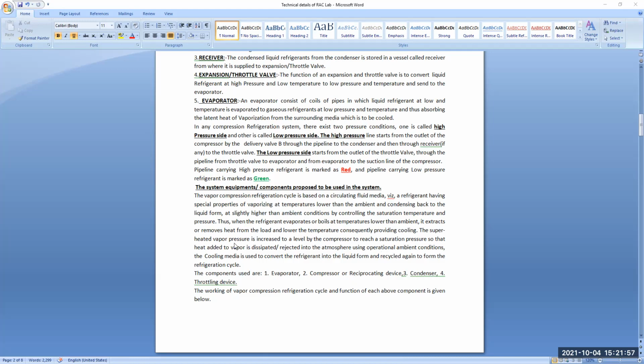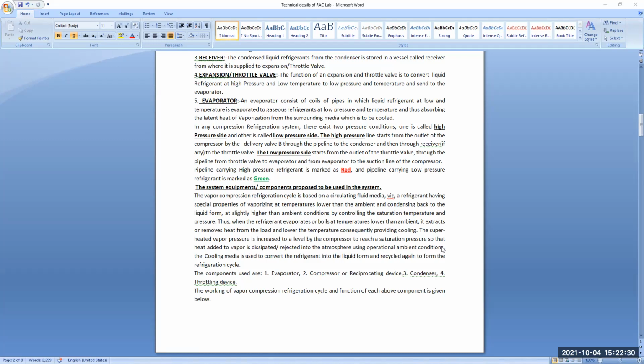The superheated vapor pressure is now increased by the compressor to reach a saturation pressure so that the heat added to the vapor is dissipated and rejected to the atmosphere during operational ambient conditions.